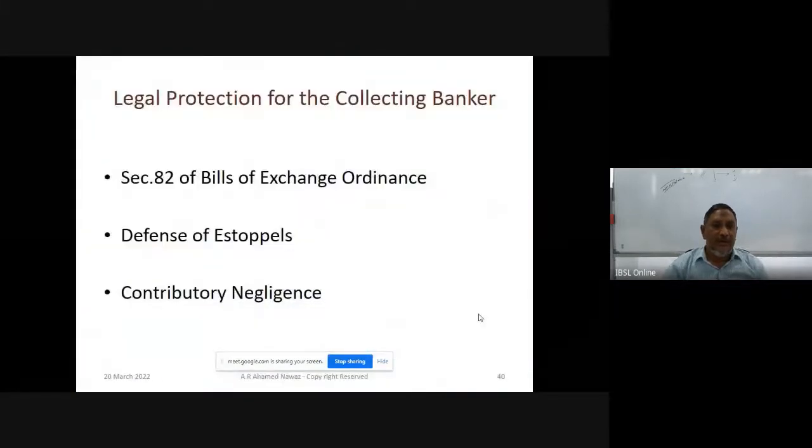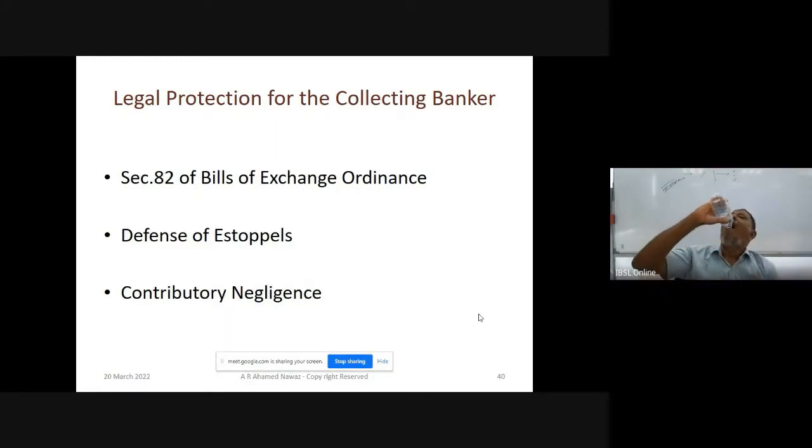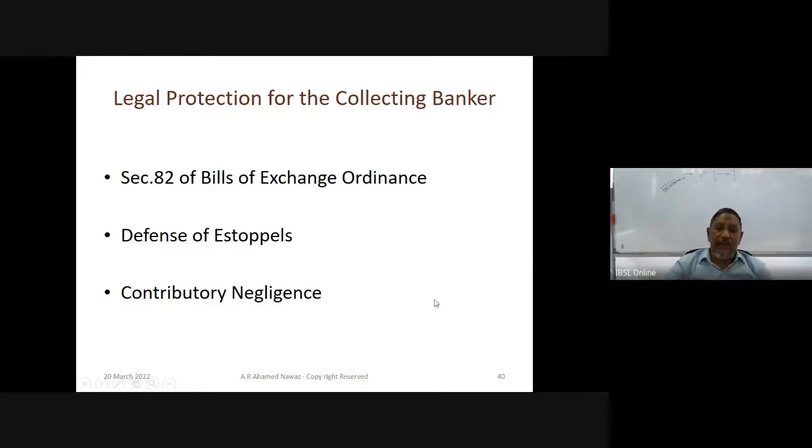Right, we were here. Now let us see what legal protection is given to the collecting bank. The first one is section 82 of the Bill of Exchange Ordinance. Then there's a principle called defense of estoppel and also contributory negligence. Now these are the instances where the collecting banker is protected. Okay, why is protection needed? The collecting banker is responsible to the true owner of the check when collecting checks.